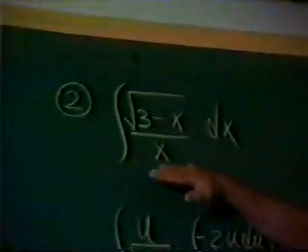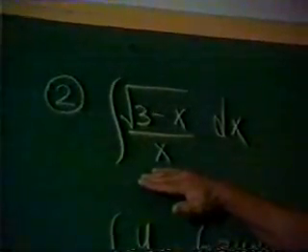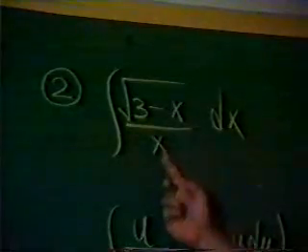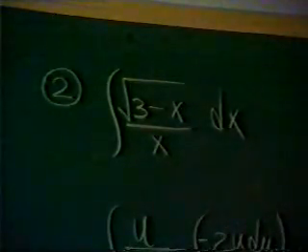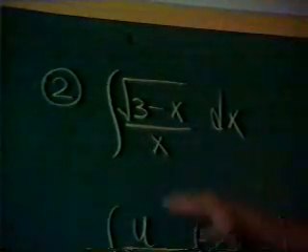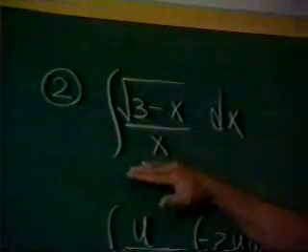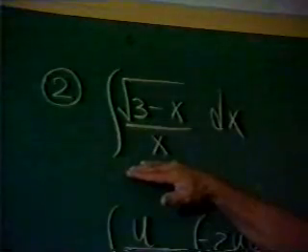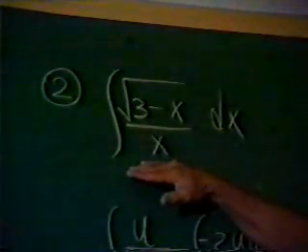All right, let's look at example number 2 on your worksheet. Example number 2 says we want to find the antiderivative of the square root of 3 minus x all over x dx. Well, again, by ordinary means, we find that we can't take the antiderivative. It doesn't fit the power rule. It doesn't fit any of the other standard forms that we've studied to this point.